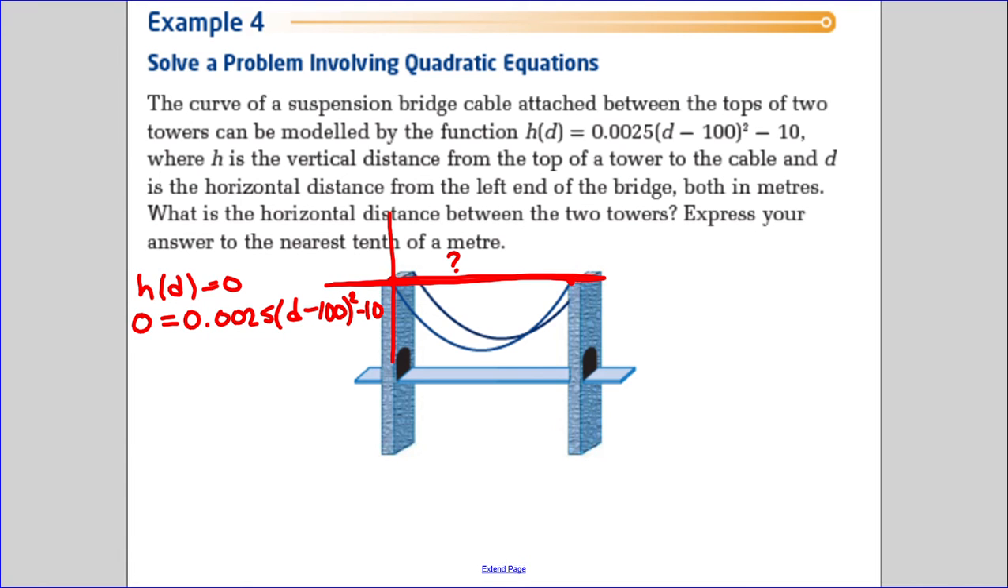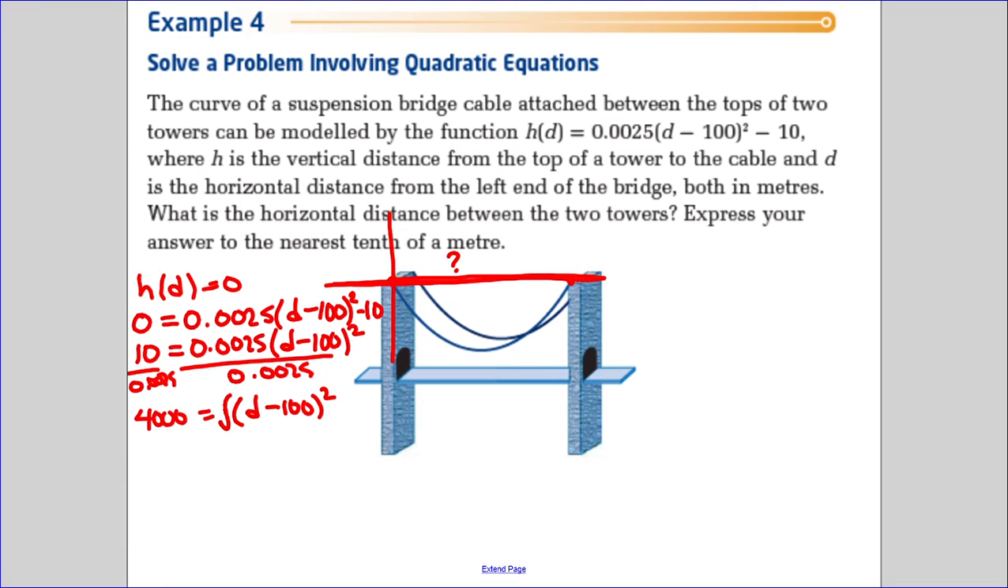So we've done questions similar to this before, so I'm going to move the 10 over to the other side. 10 is equal to 0.0025 d minus 100 squared. I'm going to divide by my a, so 10 divided by 0.0025. Divide by 0.0025 here, divide by 0.0025 here, this works out to give me 4,000 on this side is equal to d minus 100 squared.